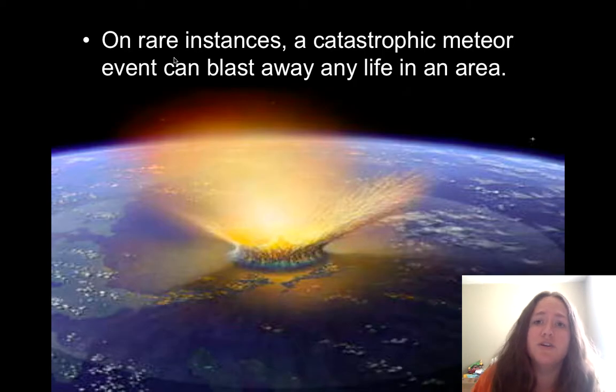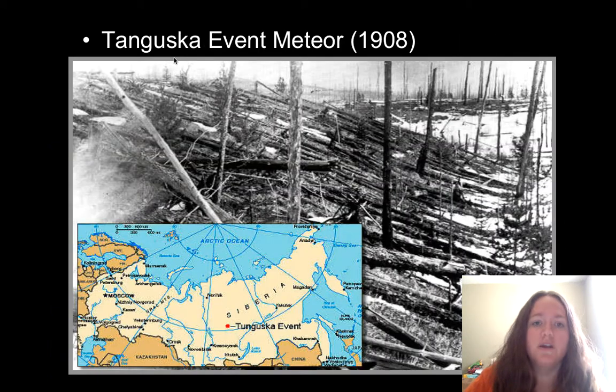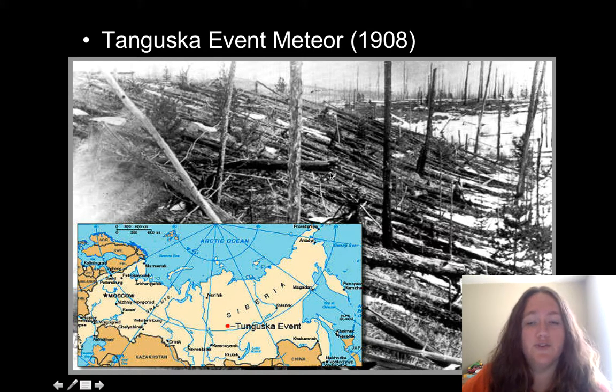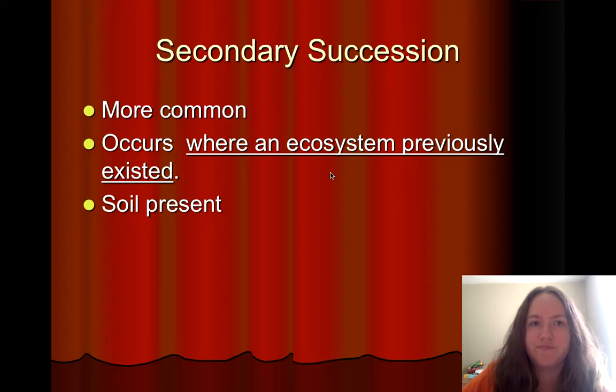On rare occasions, you can also have a meteor event, like we know about with the dinosaurs, that can come and blast in an area. This is a Tunguska event in 1908. You can actually see the way that the trees are laid down was literally because they were blown over by this meteor. So this is the area that was not completely destroyed. But this is the effect that you can see. So very few trees were left standing in this area.